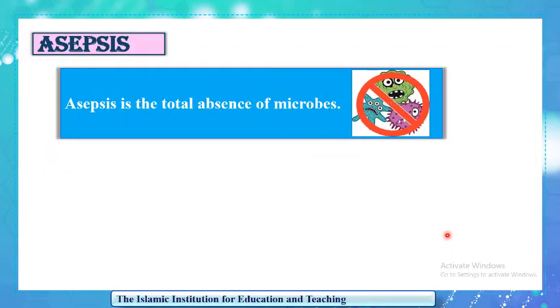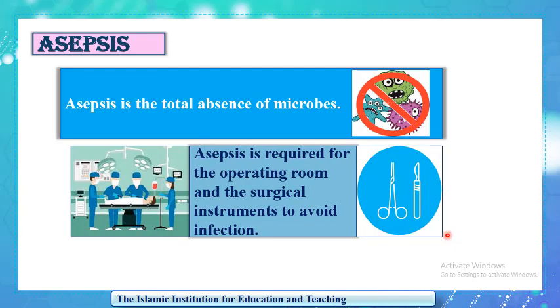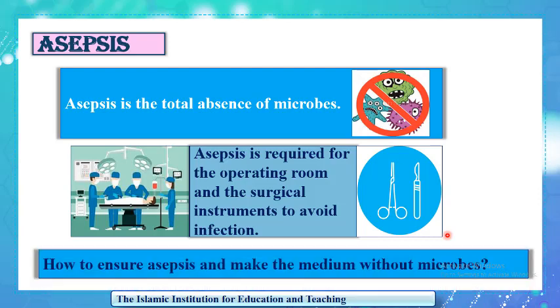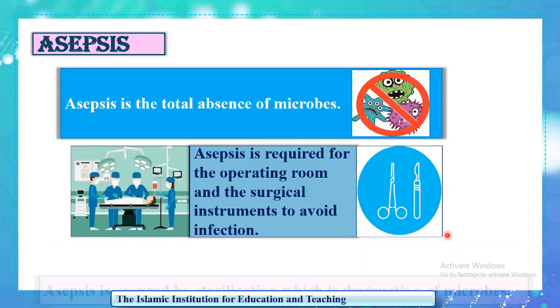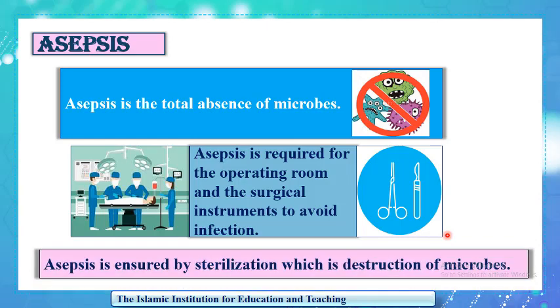bleach. As a summary, asepsis is the total absence of microbes, which means to make a medium completely without microbes. Asepsis is required for the operating room and the surgical instruments to avoid infection. But how do we ensure asepsis and make the medium without microbes? Asepsis is ensured by sterilization, which is the destruction of microbes.